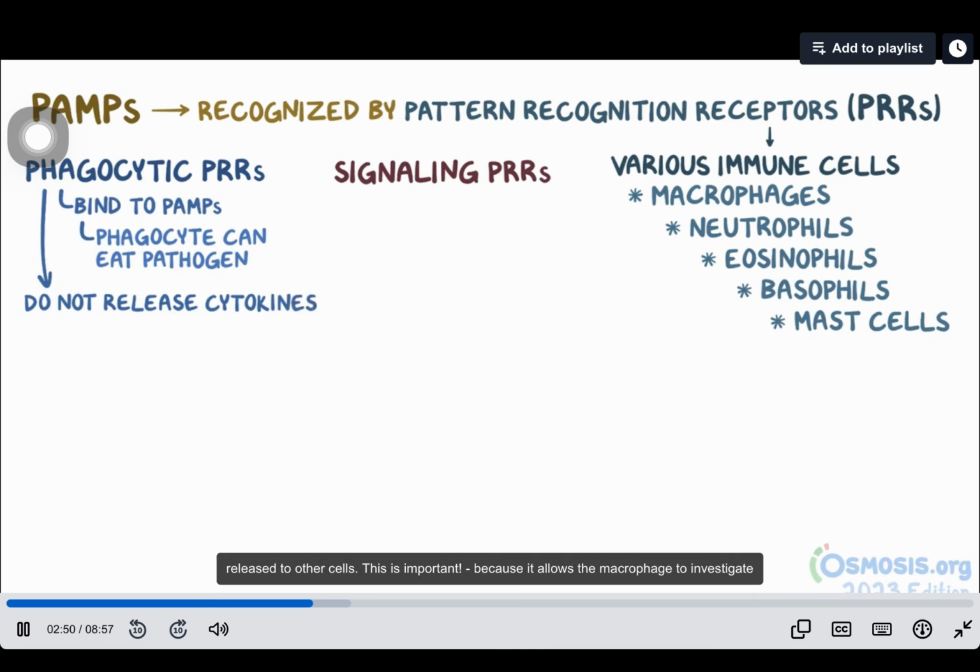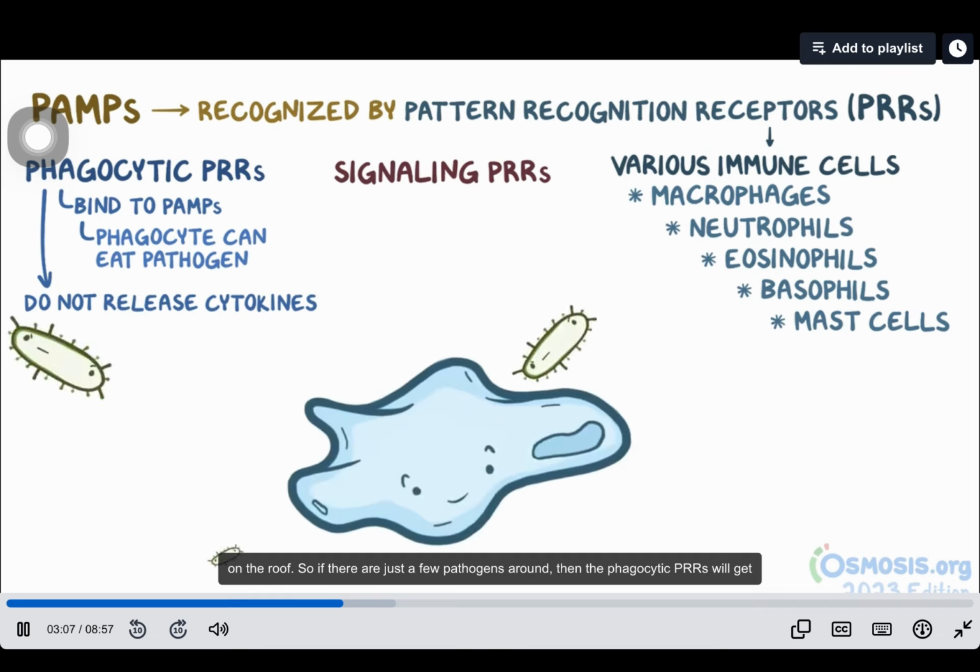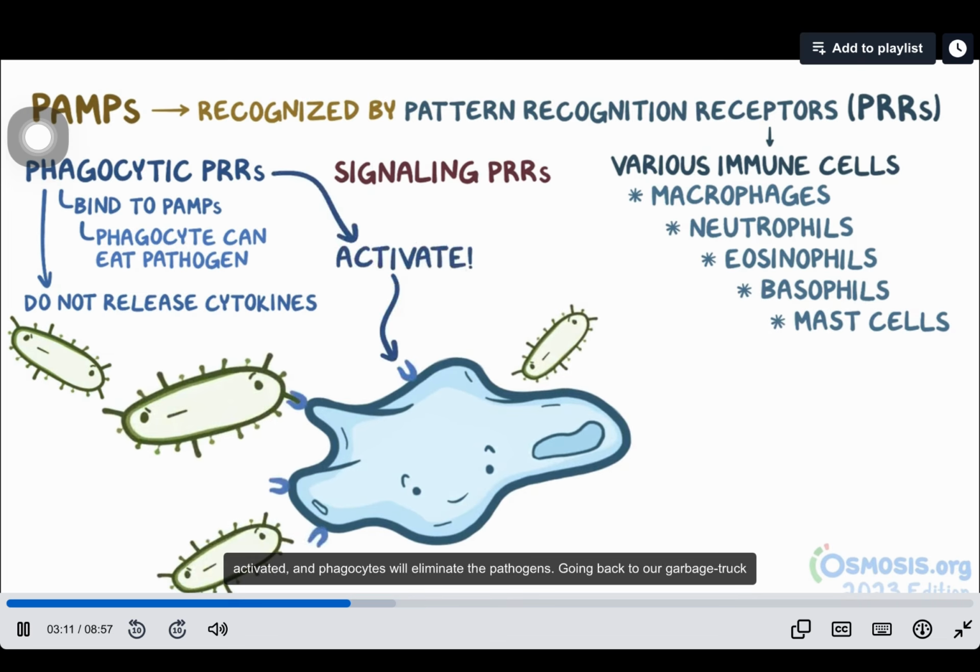And this is a super important point, because it allows the macrophage to investigate and eliminate the threat before signaling that there's an invader. This is kind of like investigating a noise before calling the cops. After all, it might just be a chicken wandering around on the roof. So if there are just a few pathogens around, then the phagocytic PRRs will get activated, and phagocytes will eliminate the pathogens.